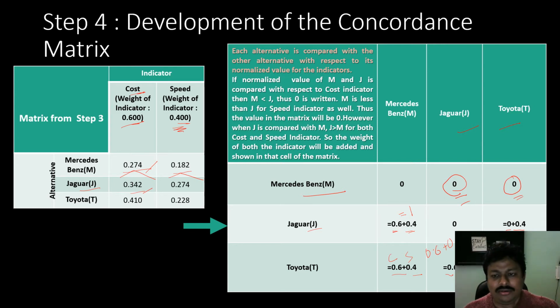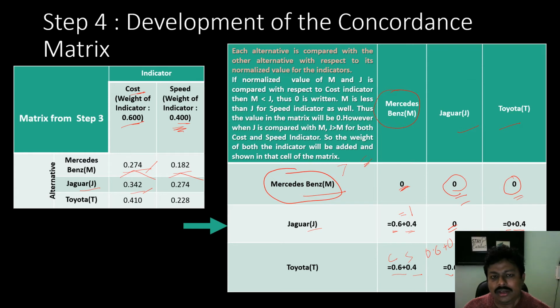Now your question will be, why is the diagonal 0? In case of HP we have 1, right? The reason for the diagonal to be 0 is, you see, the value of Mercedes-Benz with respect to the value of Mercedes-Benz will always be equal. They can never be greater than each other. So that is why they will be 0. They will always be 0 because we are comparing the same alternative with the same alternative. So naturally, no one will be greater than the other. So we have a 0.